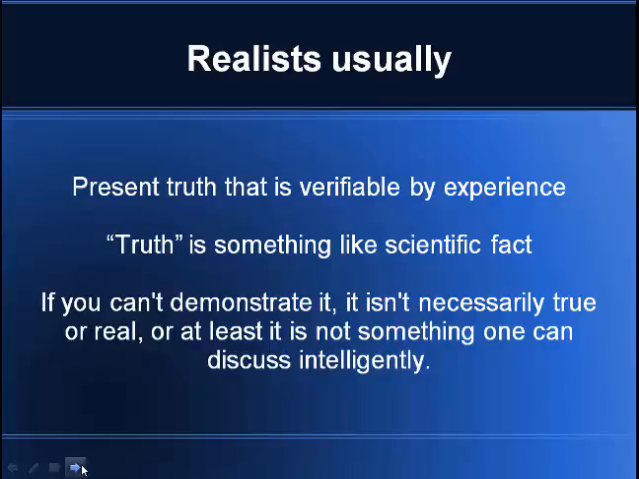Realists, as authors, usually present a truth that is verifiable by experience. Truth is something like scientific fact. Think back to the Romantics. They were arguing something totally different. They are saying that truth and reality are more than what we experience with our 5 senses. The realists are looking more for evidence and something that you can document. If you cannot demonstrate it for the realist, it isn't necessarily true or real, or at least it isn't really something you can talk about. You can't discuss it intelligently.